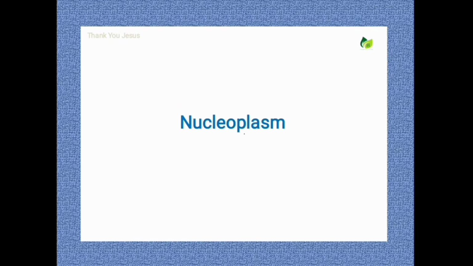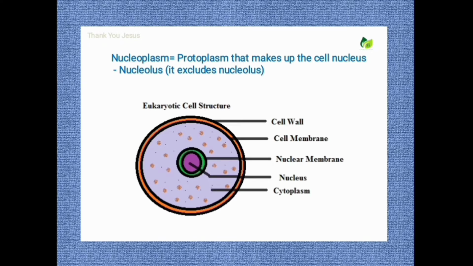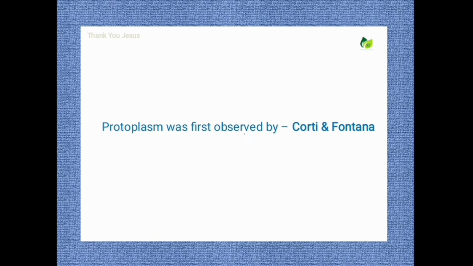Now coming to another term, that is nucleoplasm. Nucleoplasm is also a type of protoplasm that makes up the cell nucleus. It is also called as karyolymph or karyoplasm or nuclear sap. Now it is time to deal with competitive questions. So let's see the questions one by one.